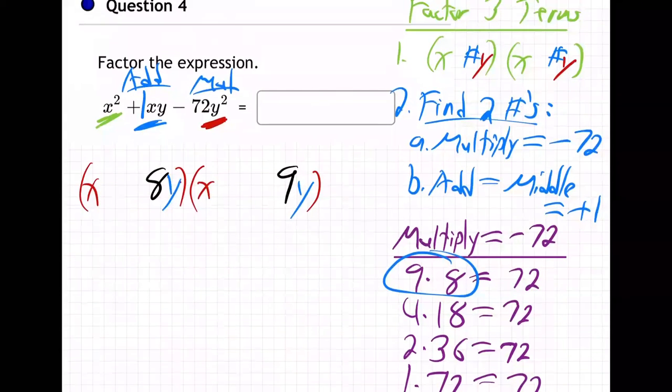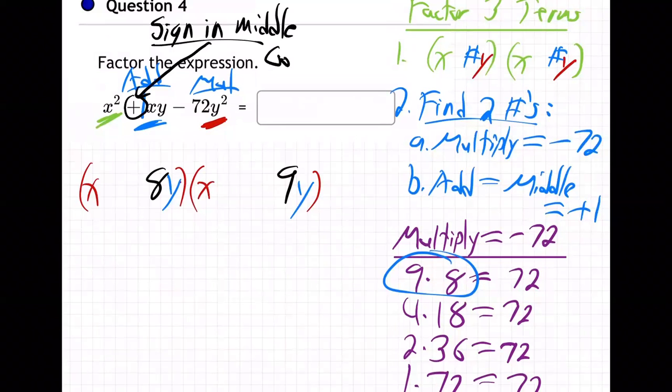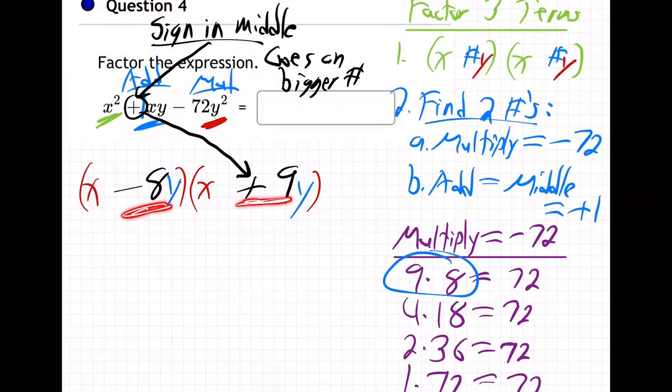But how do the signs go then? Here's the trick on the signs. The sign in the middle, the sign right here in the middle, goes on the bigger number, which means it goes right there on the plus, and the other one's minus. You see, because plus 9 minus 8 is plus 1, isn't it? That'll always work. The sign in the middle goes to the bigger number every time. Plus 9 minus 8, plus 1 in the middle.